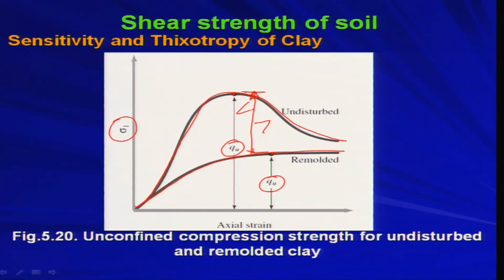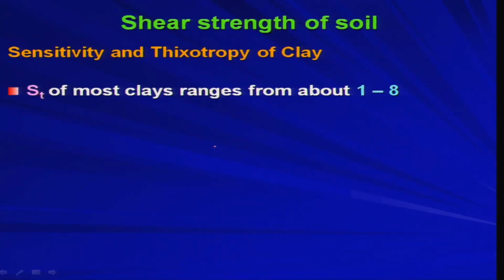So, when you are collecting the soil sample from the field, if you know the sensitivity of that particular soil, then you can calculate QU undisturbed from the remolded value of QU. Now, ST of most clays ranges from about 1 to 8. If it is 1, then the soil is not at all sensitive, that means QU undisturbed is equal to QU remolded.